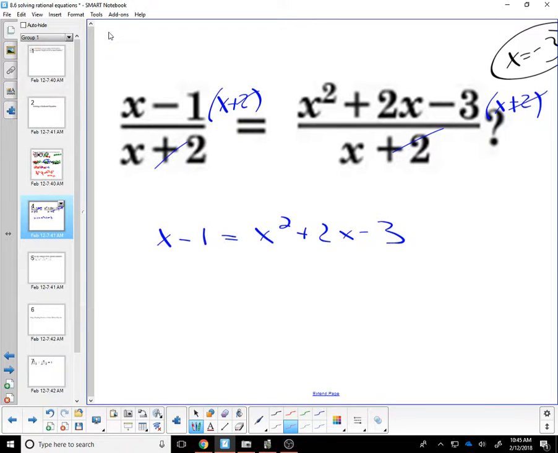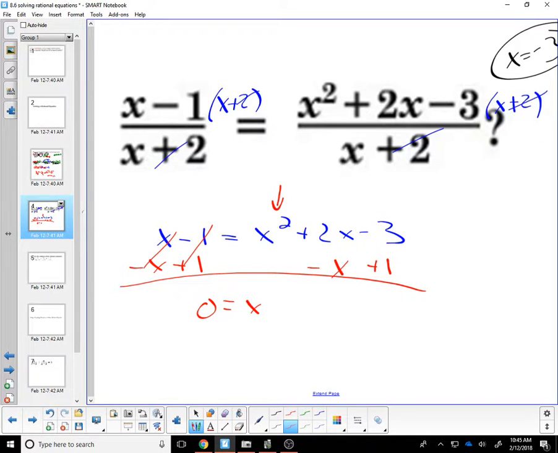I have the habit of moving everything to the left side. But in this case, it's better to move everything to the right side. Because if you move this guy right here, it's going to be negative on the left, and I really don't want to factor with a negative there. Okay? So I'm going to subtract x and add 1. That's gone, that's gone. So 0 is equal to x squared plus x minus 2.